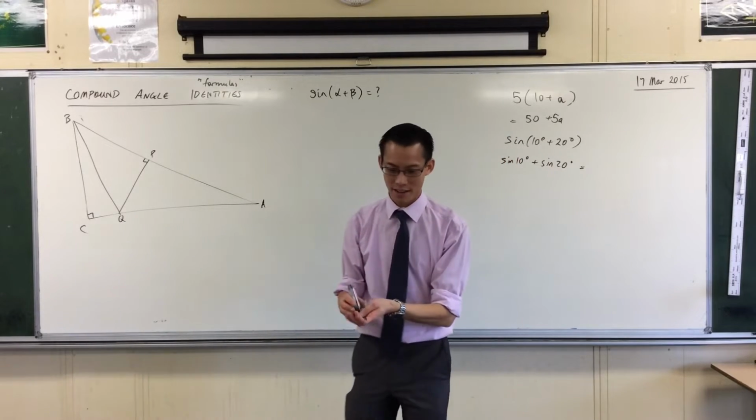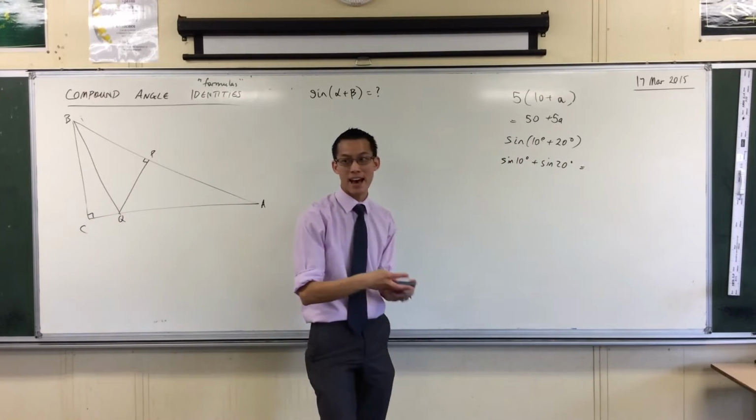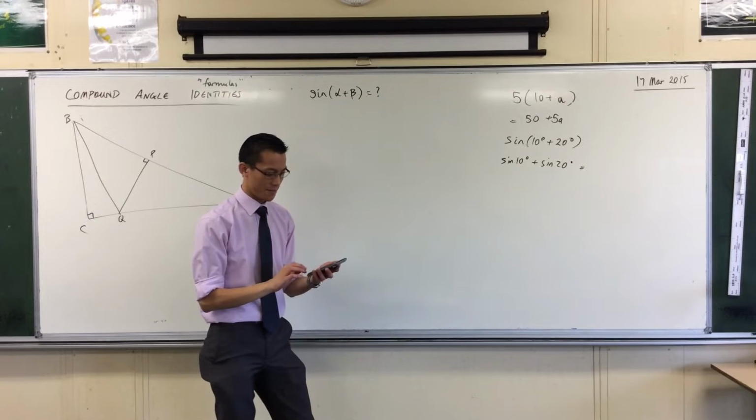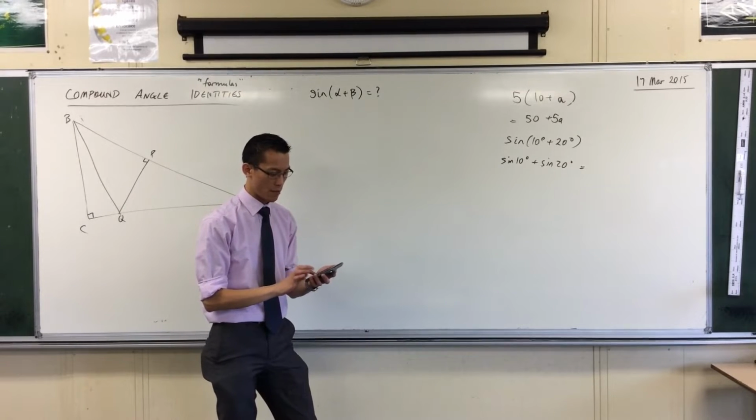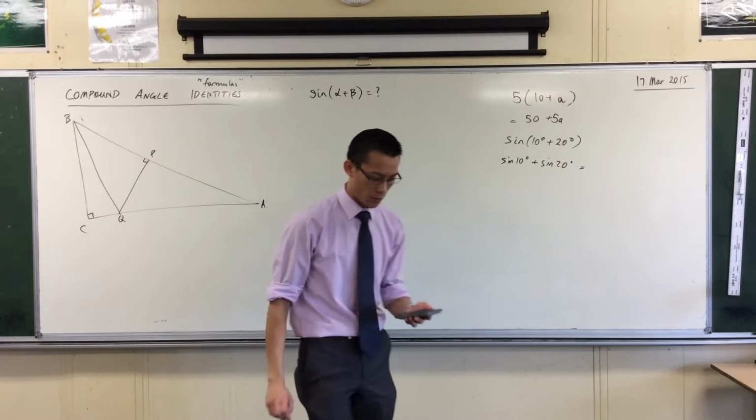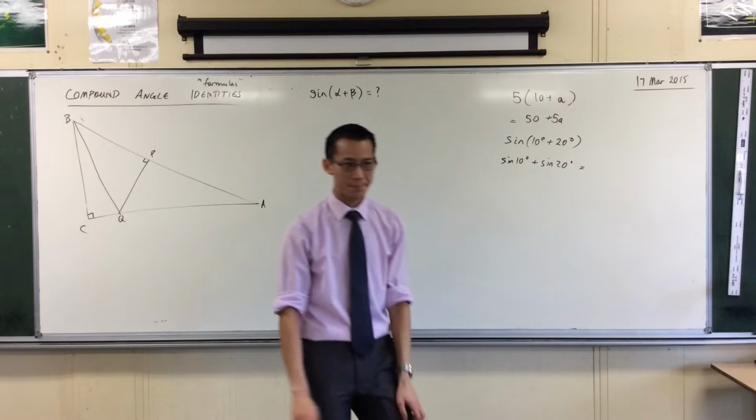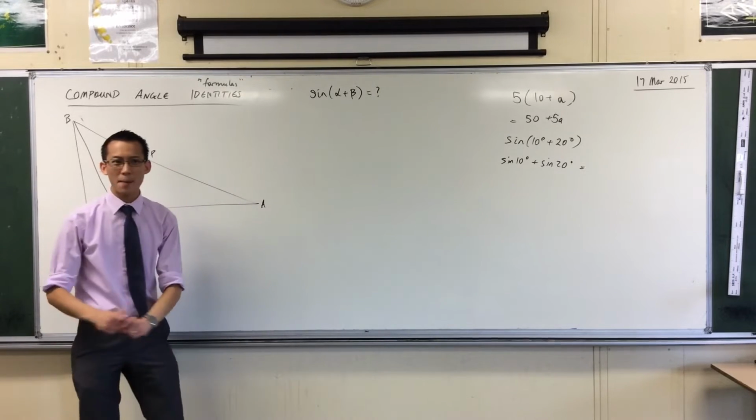I asked you to get your calculators out, right? So just quickly evaluate that. Sine 10, we made for y. Don't forget to close your bracket. And sine 20. Can I get a couple of decimal places?